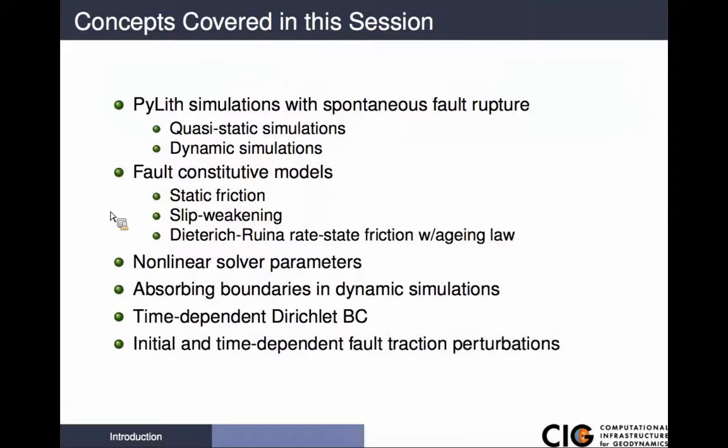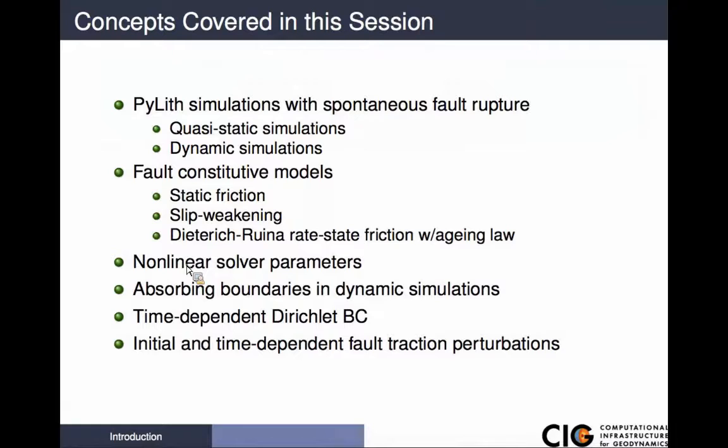We'll cover quasi-static and dynamic simulations. I'm going to cover static friction, slip weakening friction, and rate and state friction. We now bring in nonlinear solvers even more so than with finite strain. In the dynamic simulation, which we haven't really talked about yet at this meeting, these have wave propagation, and so we put in absorbing boundaries. We have time-dependent Dirichlet boundary conditions.